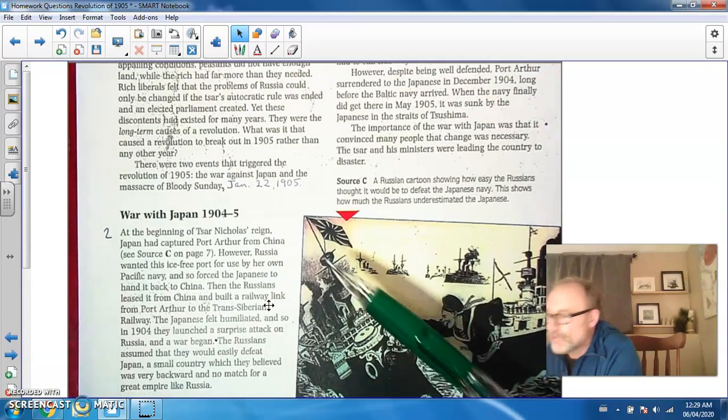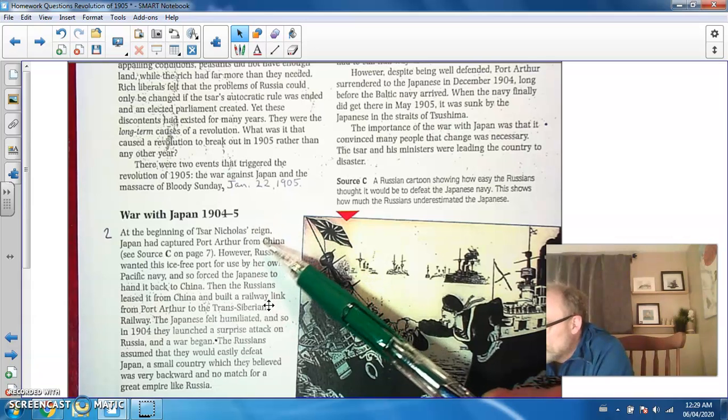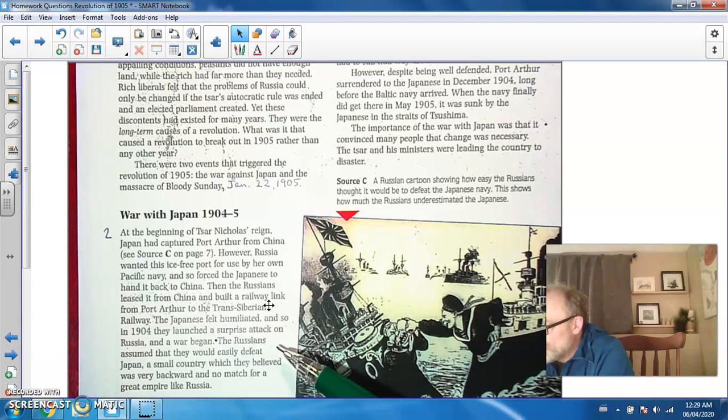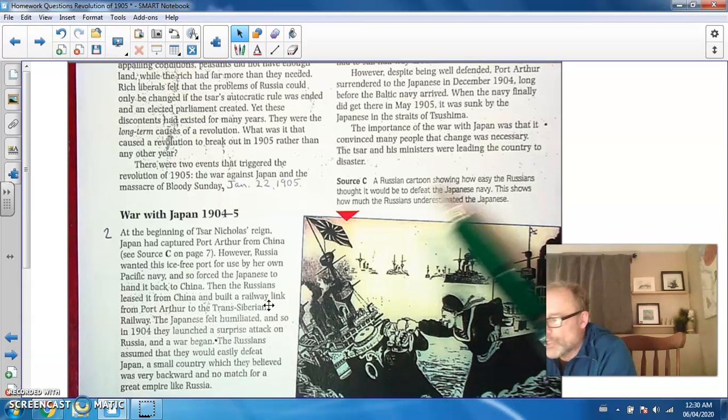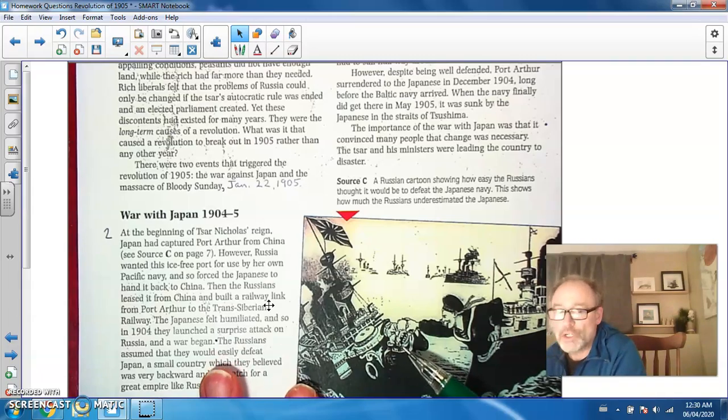And we can see the war with Japan lasted from 1904 to 1905. At the beginning of Tsar Nicholas's reign, Japan had captured Port Arthur from China. However, Russia wanted this ice-free port for use in her own Pacific Navy. And the Russians assumed they would easily defeat Japan, a small country which they believed was very backward and no match for a great empire like Russia. In fact, this was a cartoon they made where the Russian Navy is punching and destroying the Japanese Navy. The opposite is actually what occurred.